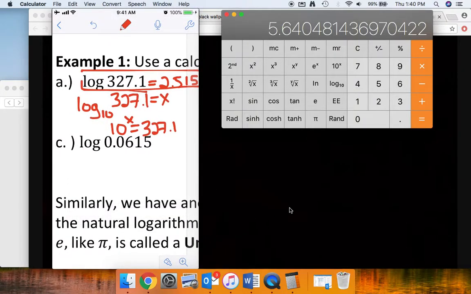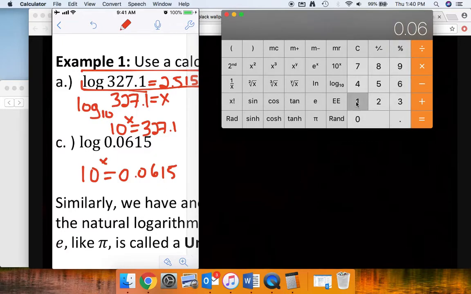Log of 0.0615. So this is going to be a negative number. How do I know that? Because I'm looking for what power of 10 goes down to 0.0615. Well, if it goes down, that means it's cutting this 10 in half. So it's going to be a negative number. But let's see exactly what negative number.